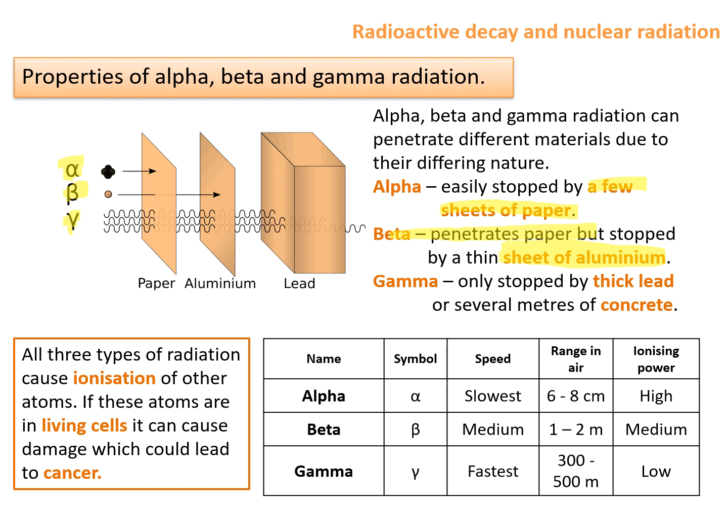And gamma can only be slowed down, really, not really stopped if it's strong enough, but thick lead, really dense metal, or several meters of concrete. Down here, it tells you the speed. All three of them, though, are ionizing, which means they can damage living cells, and that could cause cancer.